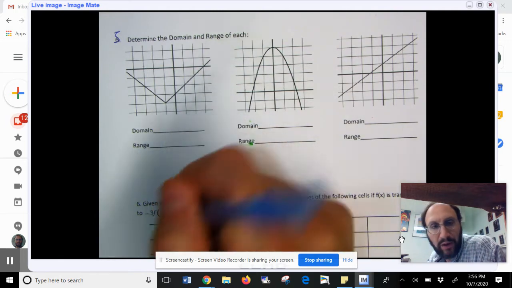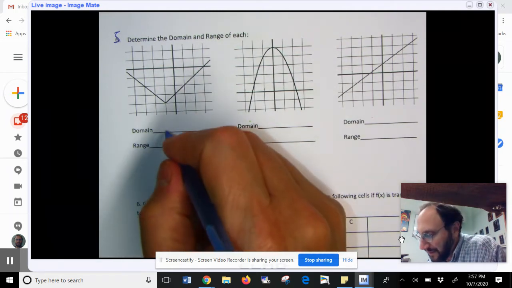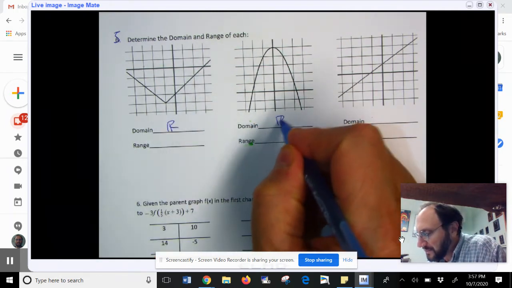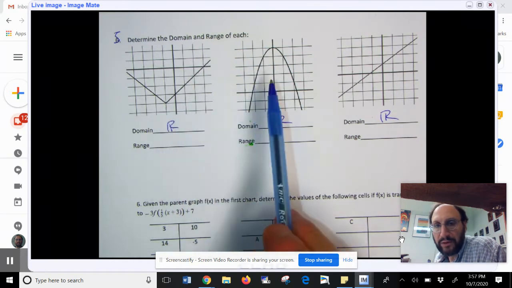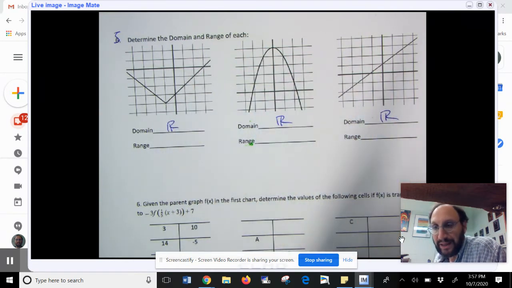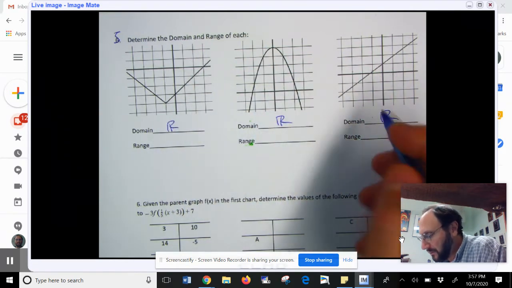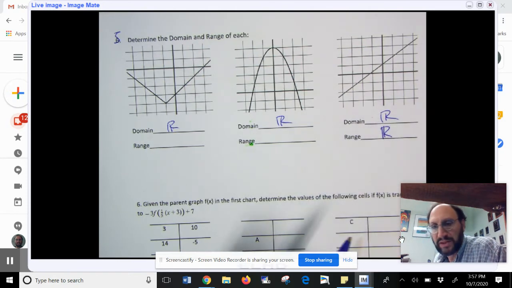The domain is all the possible x values, and each one of these problems has a domain of all real numbers. That has been true for the three parent graphs that we've had: absolute value, quadratics, and linear equations. That's what it is every time. In fact, with linear equations, all real numbers is what the y values can be also, because for whatever x, you get a y value out of it.